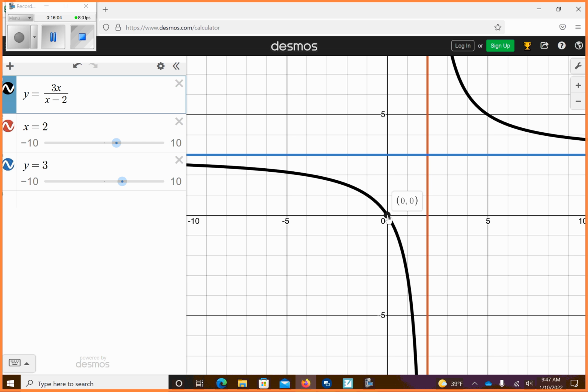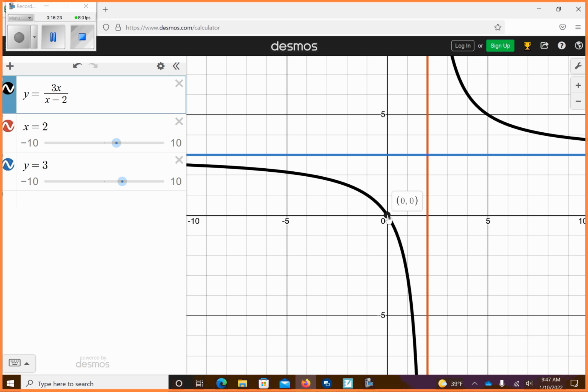So at 0, 0, we have a solution. All the solution is, where does it cross the x-axis? That's all it means. Okay, now, that 0, 0 is an x and a y value. Agreed? So think about this.